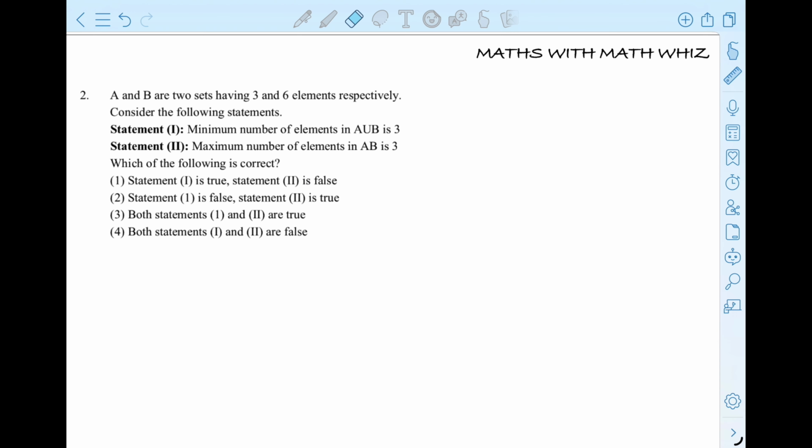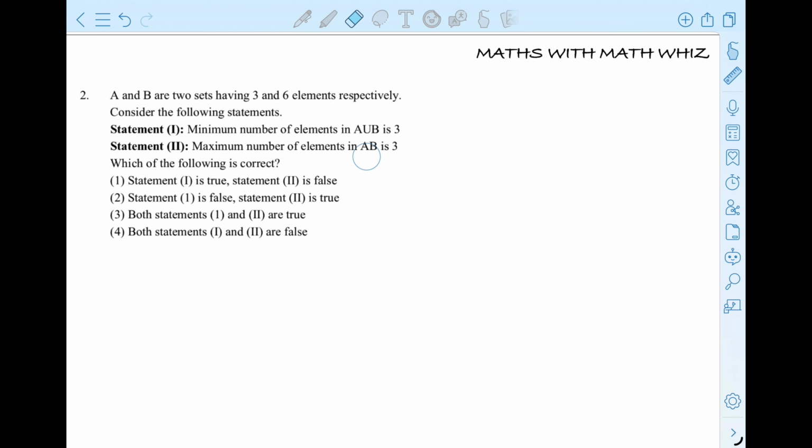So the second question states that capital A and capital B are two sets having 3 and 6 elements respectively. So set A contains 3 elements and set B contains 6 elements in it. They have given us two statements. Statement 1 states that the minimum number of elements in A union B is 3. Statement 2 is the maximum number of elements in AB.